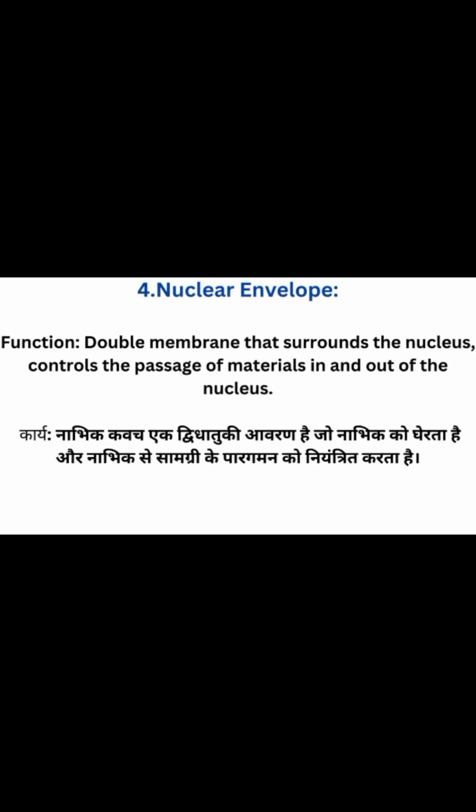Now let's explore the nuclear envelope. It is like the protective shield around the nucleus, made up of two layers. What is its job? Well, it's a double membrane that surrounds the nucleus, acting as a gatekeeper and controlling the flow of material in and out of the nucleus.